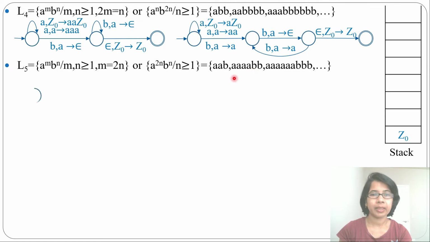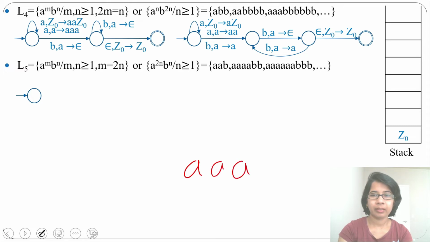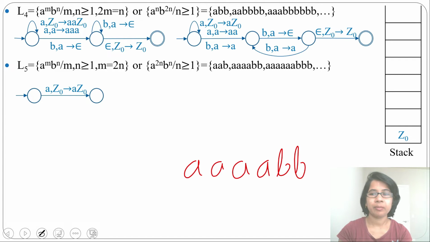Let's design the PDA for this. I am using the string 4A, 2B. Now for the first A, it will push. Just push one A if the top of the stack is Z0. Then for the second A, it will skip. So by A, it will just skip. It will not push anything. Then for the third A, it will push.